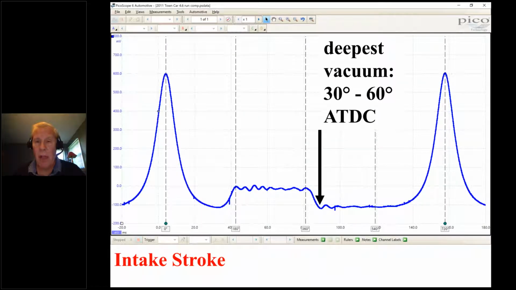So my baseline number, this is an opinion. My baseline number is I expect the point at which my deepest vacuum is first reached to be approximately 30 to 60 degrees after top dead center. Now, some of you who may have been doing this for a long time may not agree with that number, and that's okay. That's fine. But what I would ask is if you're not doing this, that you look at this.